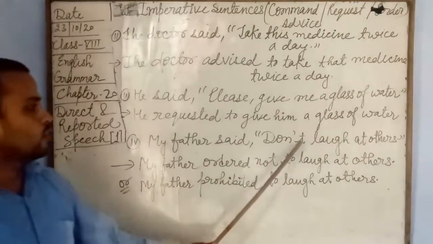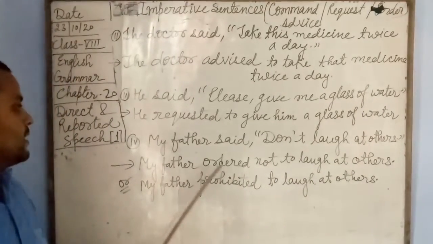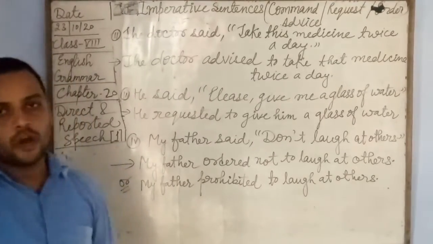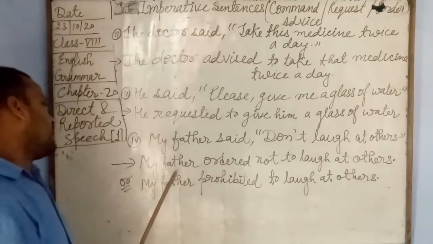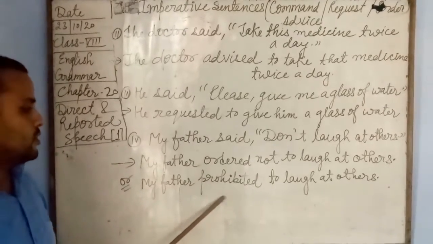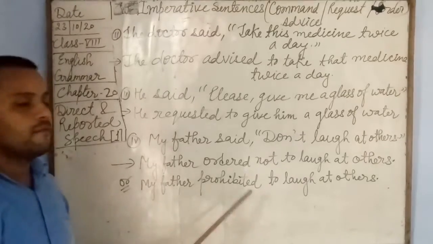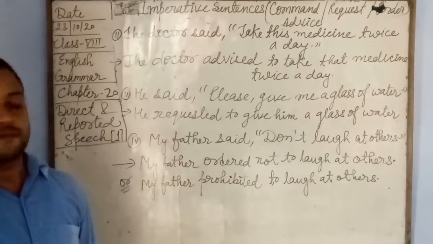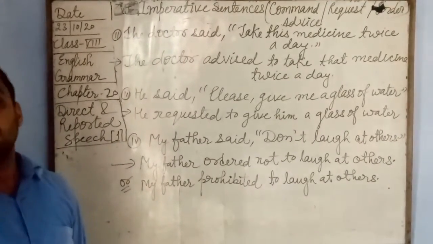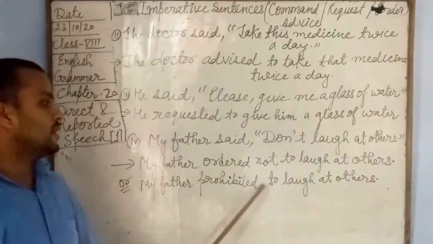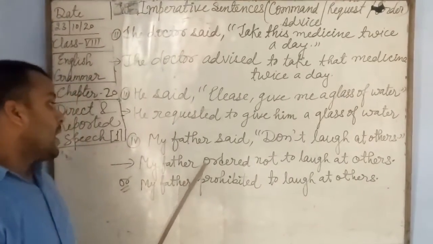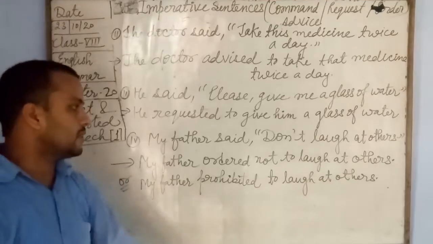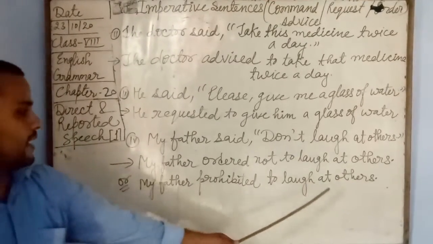My father said, "Do not laugh at others." My father ordered, we will use "not" before "to": not to laugh at others. Or we can change it in another way: my father prohibited. We can use "prohibited" also. When we use "prohibited", then we remove "not". My father prohibited to laugh at others. And if we use "ordered", then we will write "not": my father ordered not to laugh at others, or my father prohibited to laugh at others.